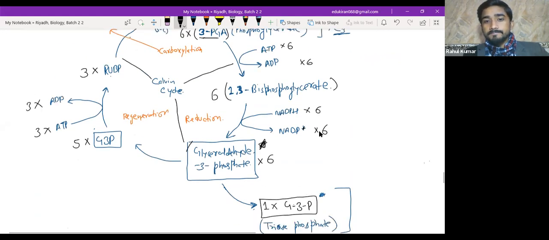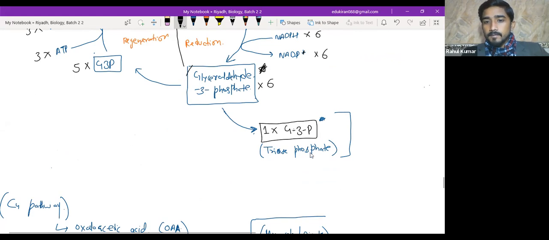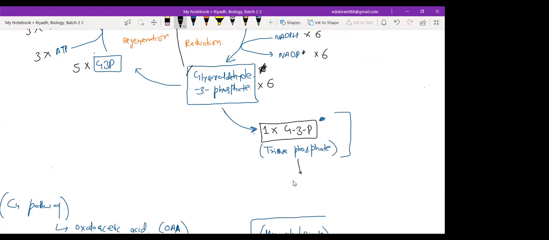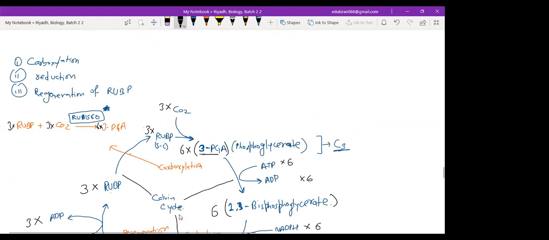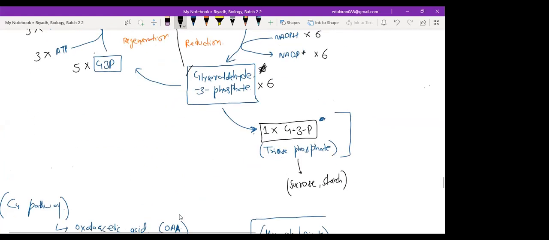Is it clear? Yes, I should write it here. Sucrose, starch is formed from this one. Now, is it clear? You just wanted to ask about the C3 Calvin cycle? Is it clear? Yes, sir. Thank you so much. Okay, fine.